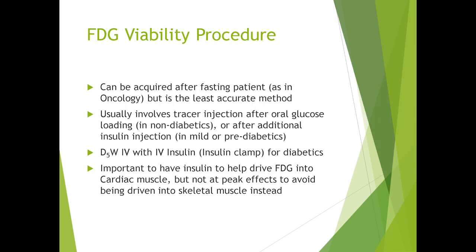You could do it a little bit more advanced, where you can actually do an insulin clamp, where you run an IV insulin infusion along with a D5W line, and that's specifically more useful for diabetics, but that can be hard to do in an outpatient setting and even in a hospital setting that may have some restrictions. But the important thing in whatever method is to have insulin help drive FDG into the cardiac muscle, but not so much so that you divert FDG to skeletal muscles and away from the cardiac muscle.